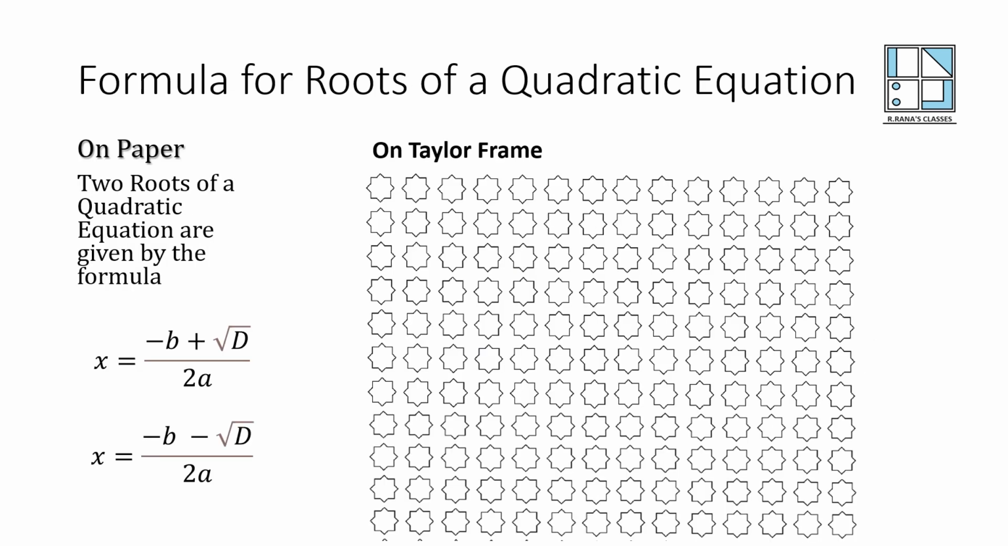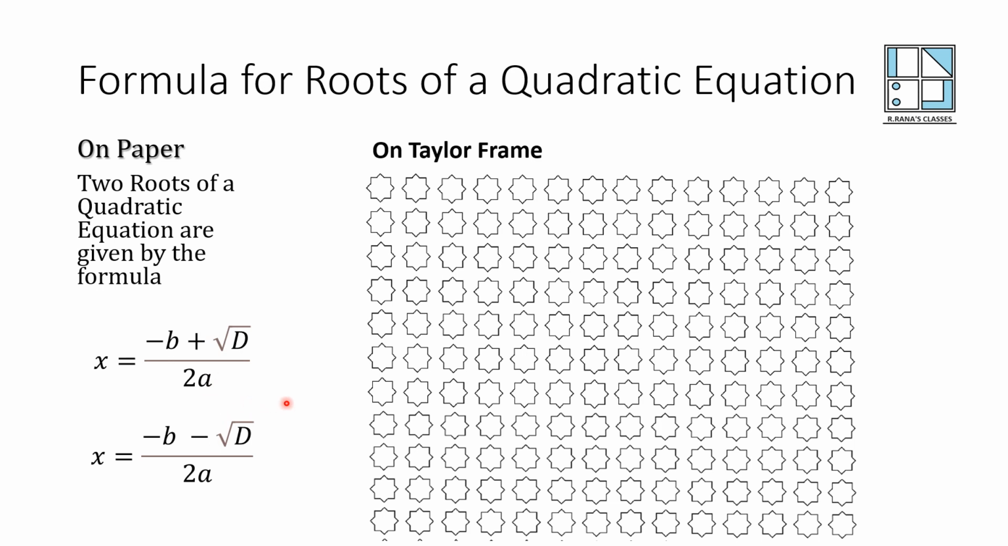Formula for roots of a quadratic equation, on paper as well as on Taylor frame. On paper, two roots of a quadratic equation are given by the formula x is equal to minus b plus square root of d upon 2a. And the second root is x is equal to minus b minus square root of d upon 2a. There is only one difference. One is plus, one is minus.